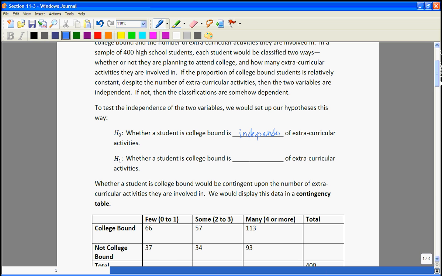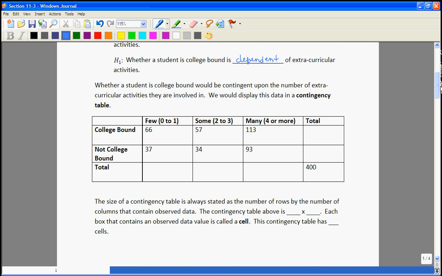independent of the number of extracurricular activities. So obviously the alternative hypothesis is that they are dependent. Now, whether a student is college bound would be contingent upon the number of extracurricular activities they are involved in. That's what we're trying to show. So all of this information is displayed in a contingency table.